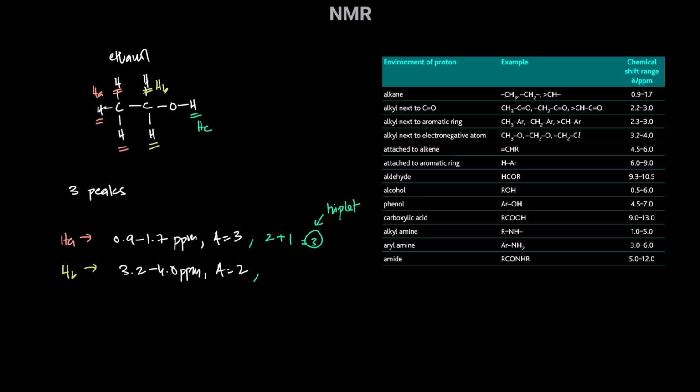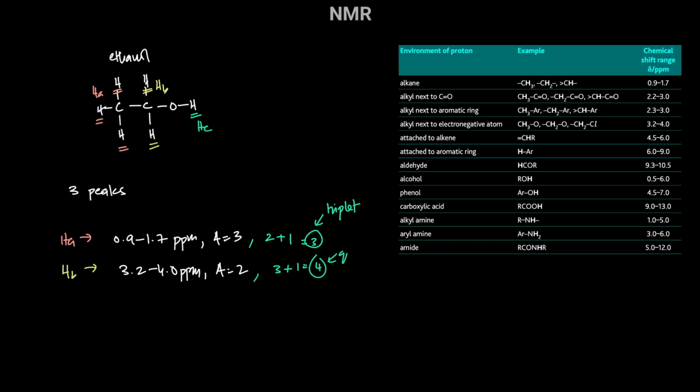The reason it's a quartet, okay, again, is the splitting pattern follows an n+1 rule where n is the number of hydrogens on the neighboring carbon. If we look at HB, the neighboring carbon has 3 protons, so the split will be 3 plus 1, which is equal to 4. So we're going to see a quartet.